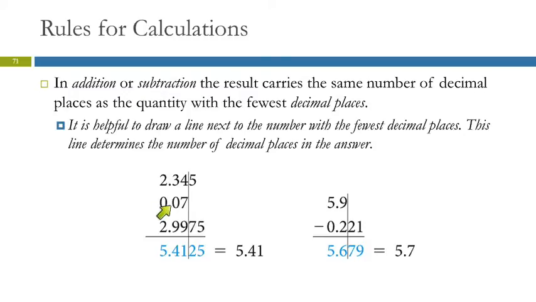This number has 2 decimal places. I want my answer to have 2 decimal places. The top number had 3 decimal places. The bottom number had 4 decimal places. It's the smallest number of decimal places. So you do the math. This is the answer, 4.215. And then where that line is, that's where you're going to cut up the number. The next digit is 2, so I round down to 5.41.